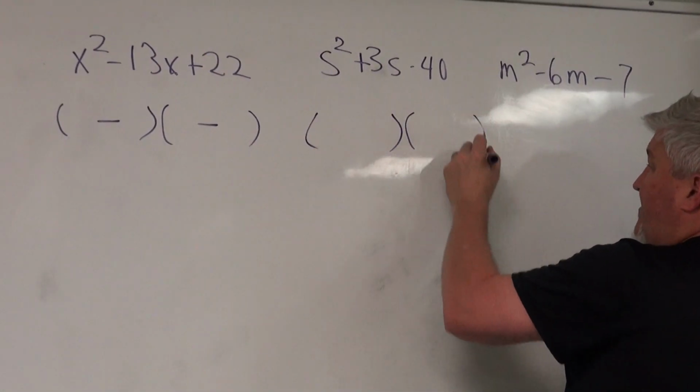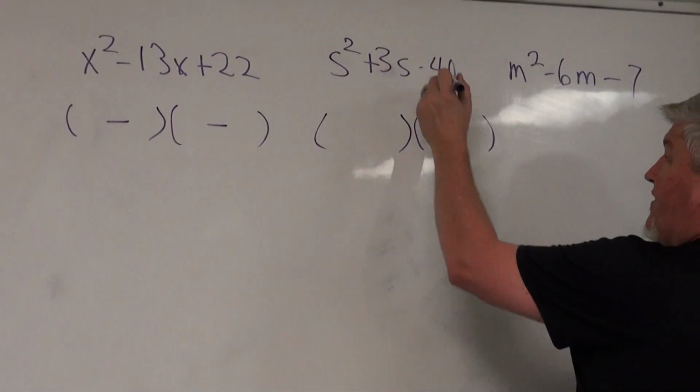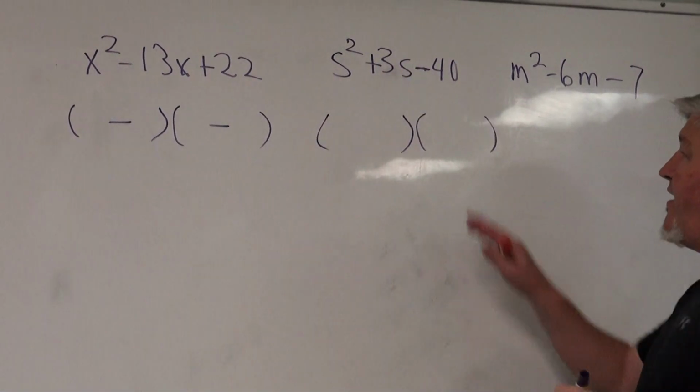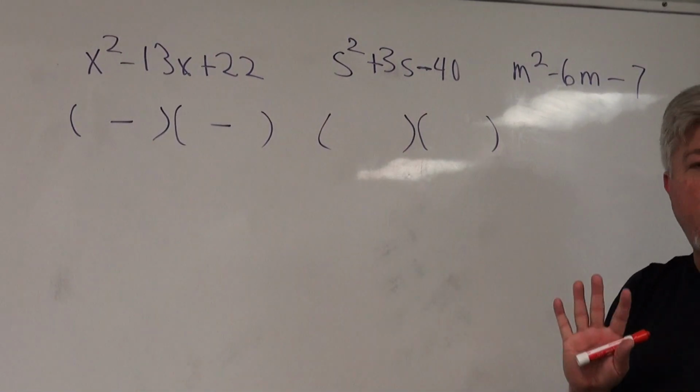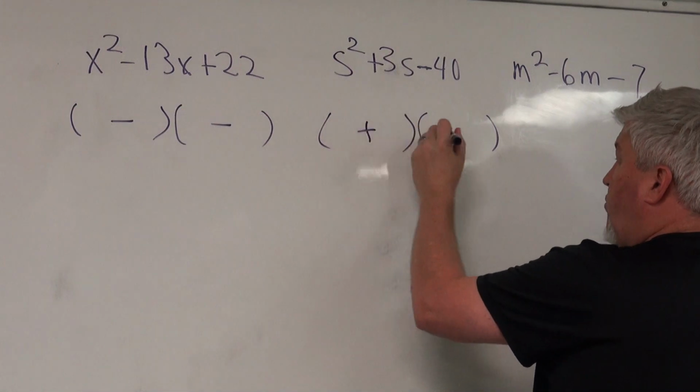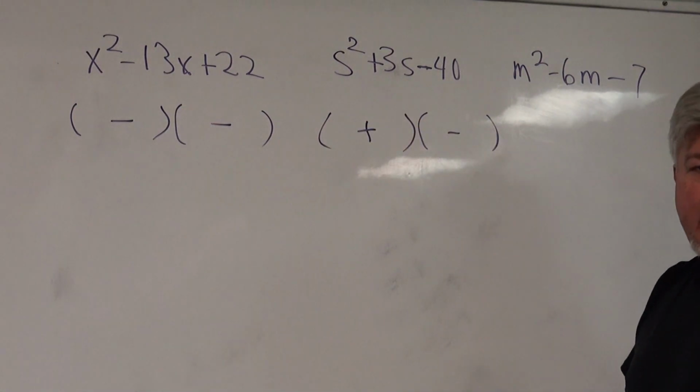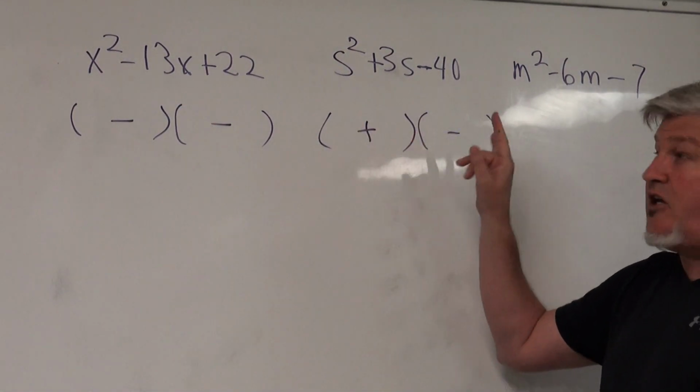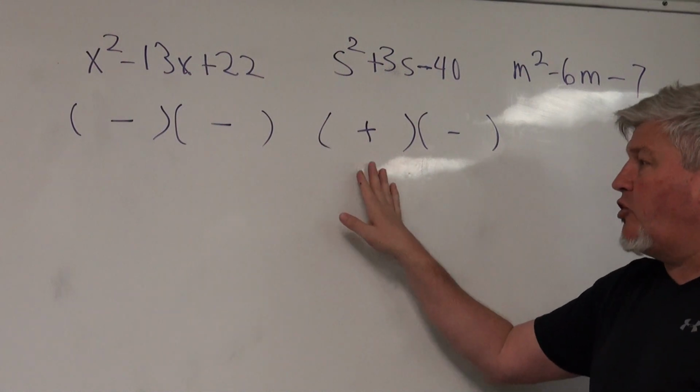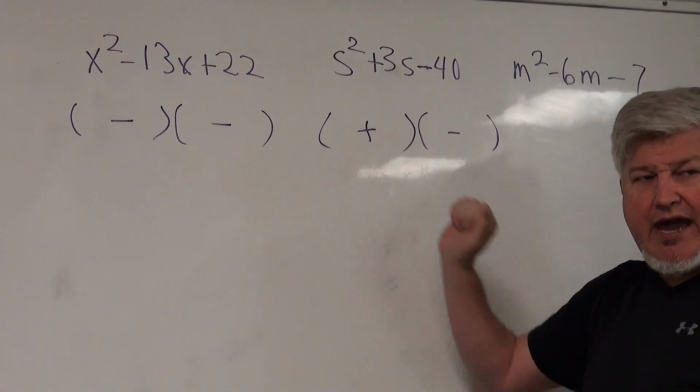Now, the second sign is a negative. Very telling. The second sign is a negative. It tells me that the signs are opposite. One's a plus, one's a minus. It doesn't matter which way you write it. What the plus tells me is that the largest of the two factors goes with the plus sign. We'll get back to that.